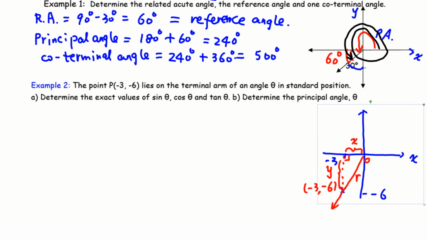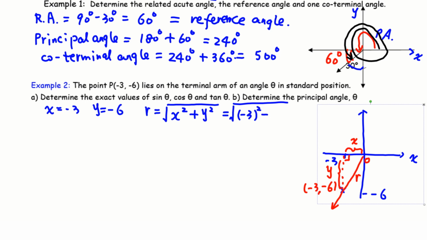Then in this triangle, we could write x equals -3, y equals -6, and r is the distance between the origin and this point. We could use the Pythagorean theorem, a squared plus b squared equals c squared. So it's just r squared equals x squared plus y squared. We sub in, then we have (-3) squared plus (-6) squared. Then we do the calculation, and you will have r equals square root of 45.